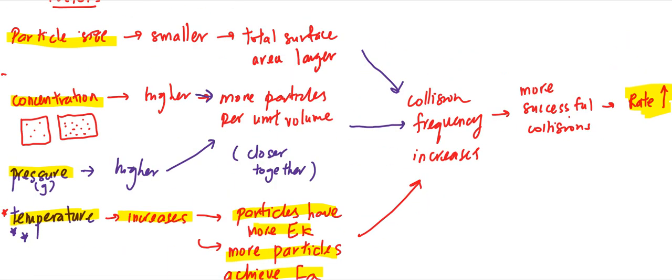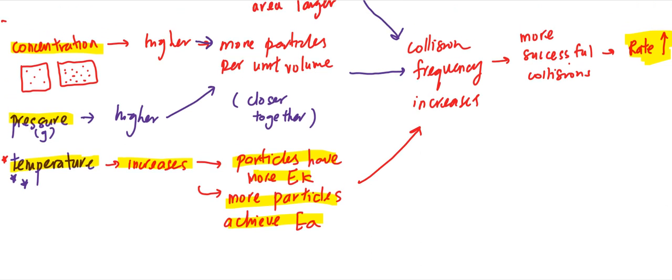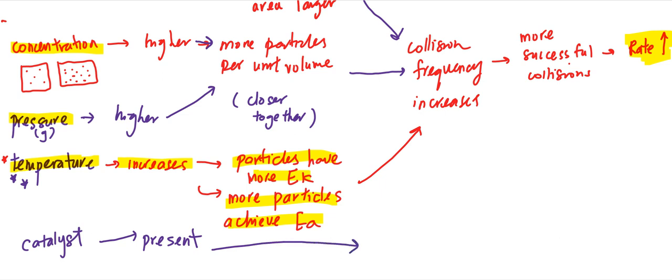So this is particle size, concentration, pressure, temperature. The last one is catalyst. The homework that you did, the experiment, was about catalyst. When you have a catalyst, suddenly the reaction becomes very, very fast. The catalyst must be present. We don't say the catalyst is more or the catalyst is less. We just say the catalyst has to be present. You just need a little bit of catalyst. Catalyst is like an enzyme. It just has to be present.